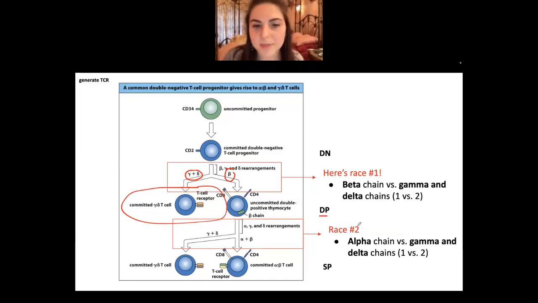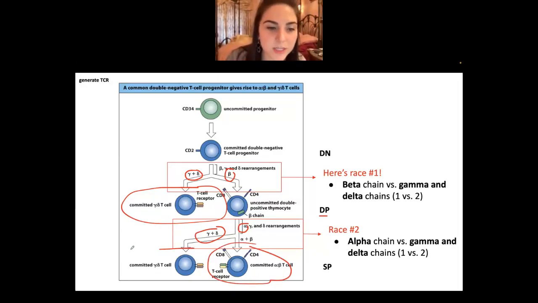It's the same concept. The alpha chain gets to rearrange versus the gamma and delta again. The gamma delta gets a second chance to try and rearrange. So again, by sheer probability, alpha is going to win. We're going to have our normal single positive T cell with an alpha beta T cell receptor on it. But if gamma delta wins, not a big deal. We just have a gamma delta T cell. We don't want it happening all the time, but if it happens every now and then, it's really not a big deal. But when they're talking about the race for rearrangement, this is what they're talking about.